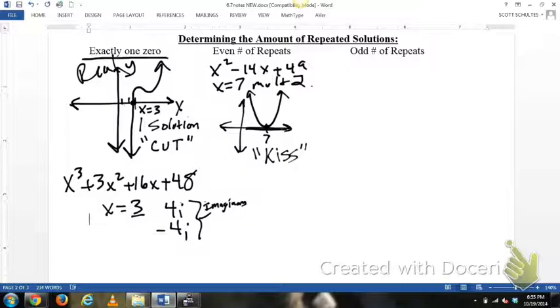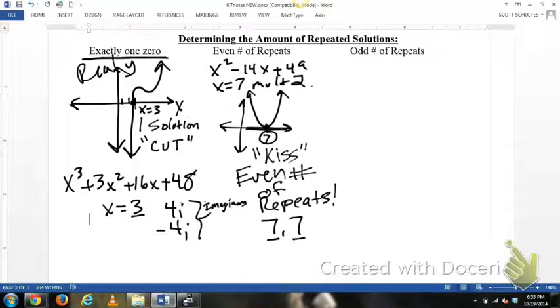When you see a graph kiss the x-axis, that means wherever it kisses, like here at 7, there's going to be an even number of repeated solutions. Meaning, for this example, there was not just one 7, there were two 7s. That's an even number, right? Don't get caught up, guys, with the fact that the actual solution itself, 7, is an odd number. That's not important. What's important is that there were two 7s. That's repeated twice, right?